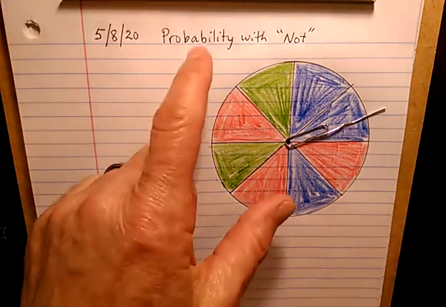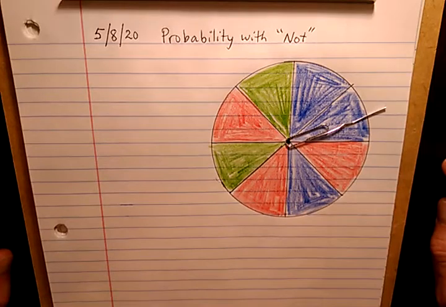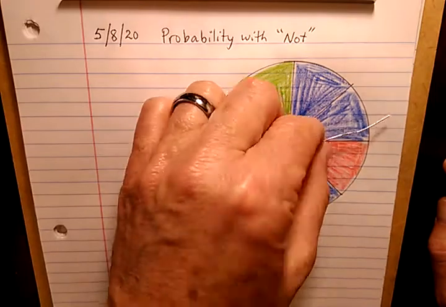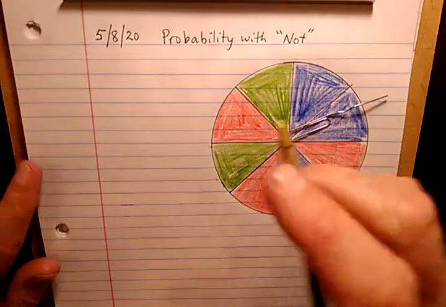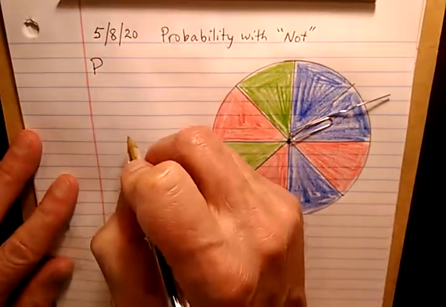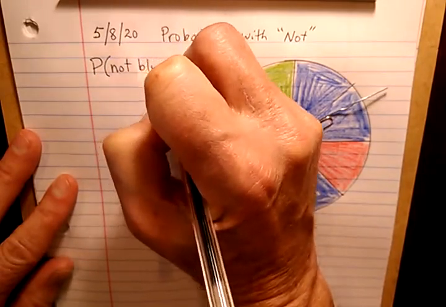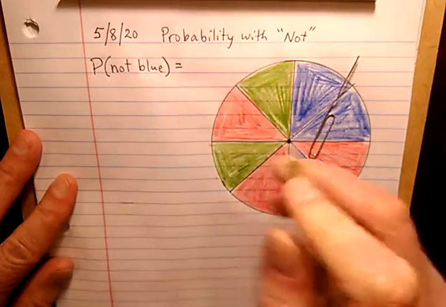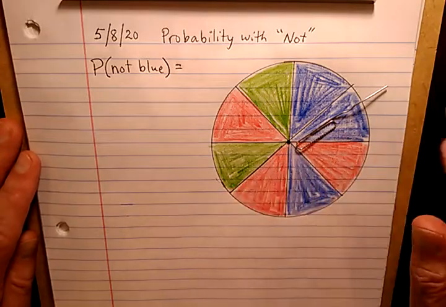But today we're going to talk about probability with not, which means it's kind of like the opposite of saying the probability of landing on blue. We could say, what is the probability of not getting blue when we spin the spinner? Okay, so what do I mean by that? If I say, what is the probability of not getting blue, that means I want to spin and not land on blue. I can land on anything else.